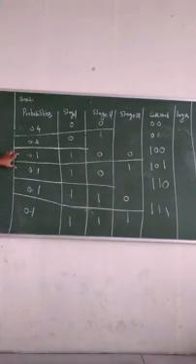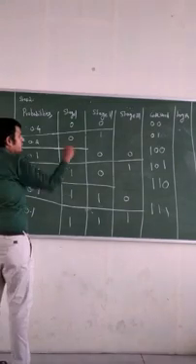This upper bound will be 0 and lower bound will be 1, and this upper bound will be 0 and lower bound will be 1. So what is the next step? I am writing down the code word.